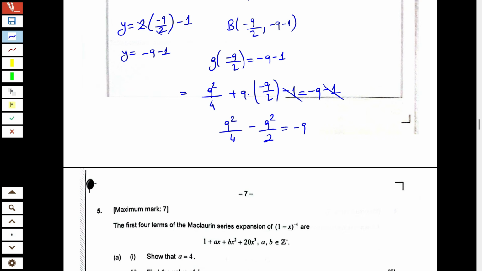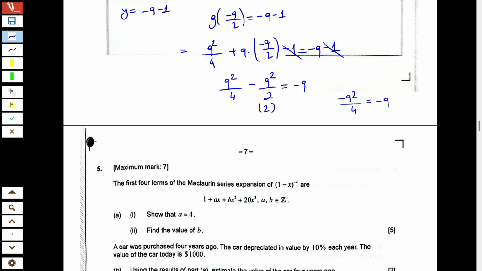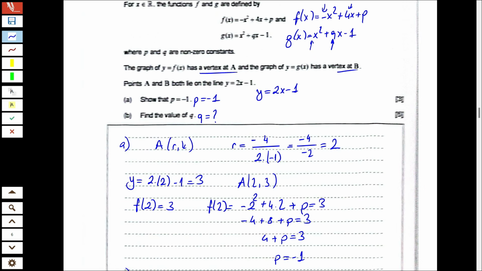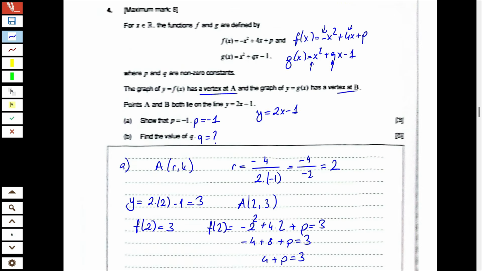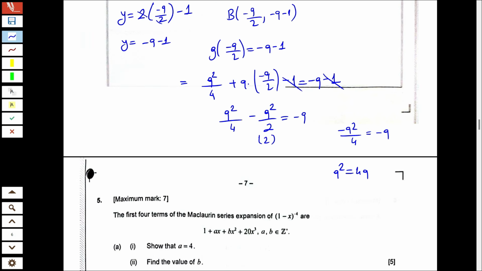Let's find the common factor of 4, and it will give us minus q square over 4 equals minus q. From here you can say that we can cancel the negative sign and also write q square equals 4q. From here I know that q is non-zero, since these are non-zero constants, so q is 4 if you cancel one of the q.